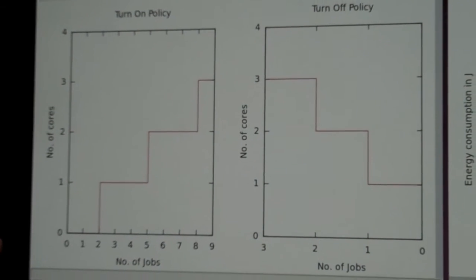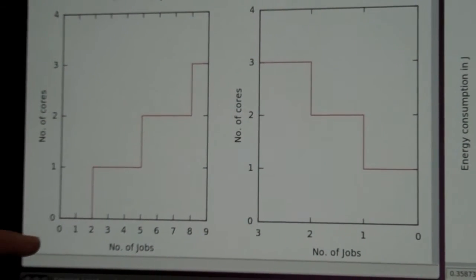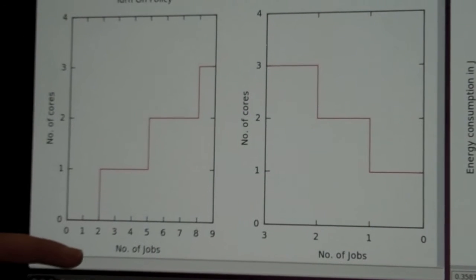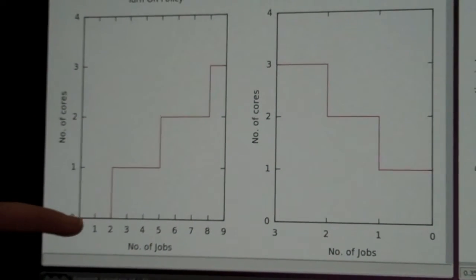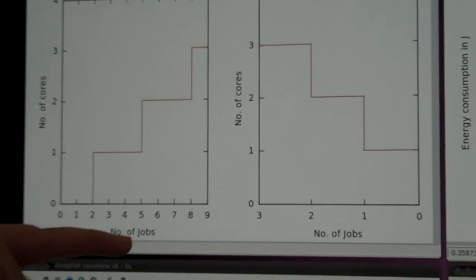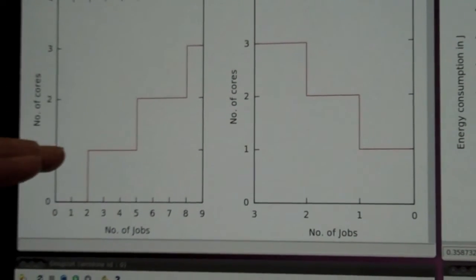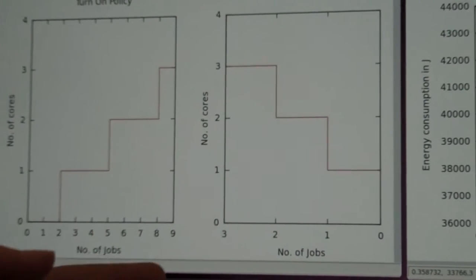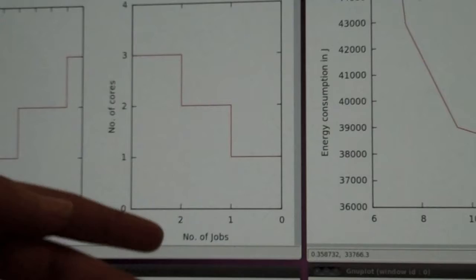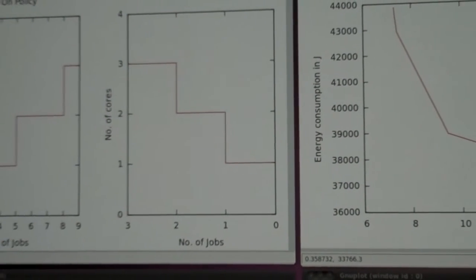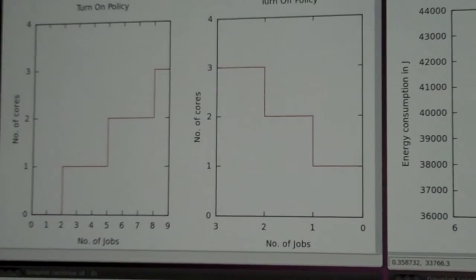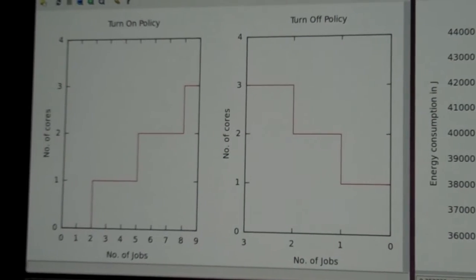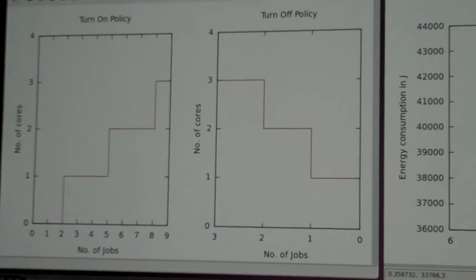So if we look at this turn on policy, we can see that when we actually hit 2 jobs in the queue, we'll be turning on our first server. And furthermore, when we hit 5 jobs in the queue, we'll be turning on our second server. And a similar reasoning can be applied to the turn off policy as well. When we fall below a certain number of jobs in the queue, we'll actually start to turn off some servers.